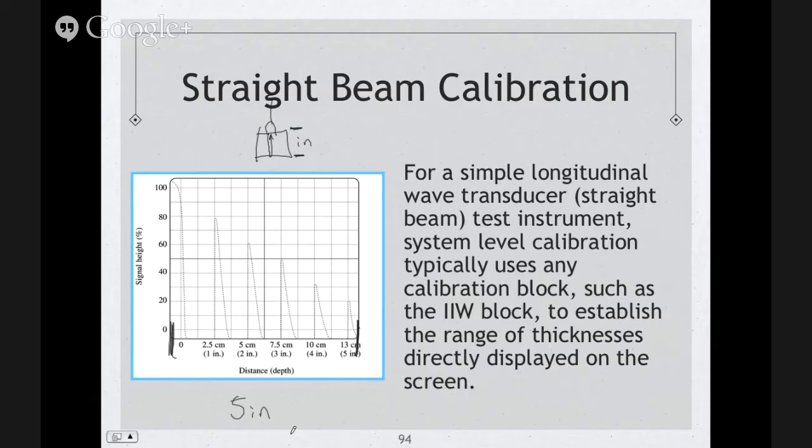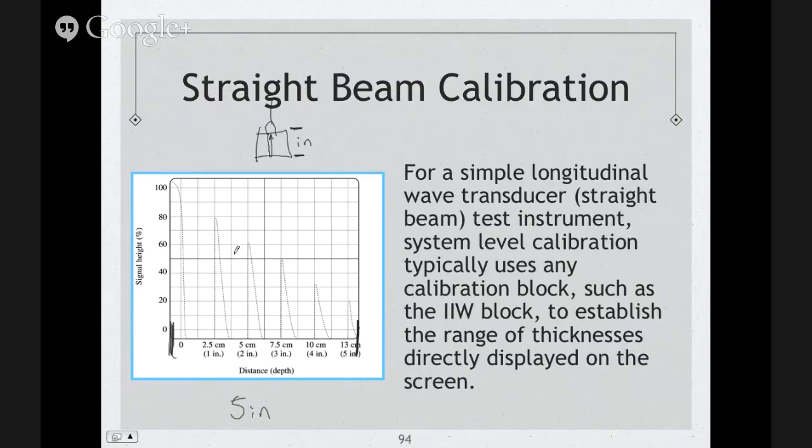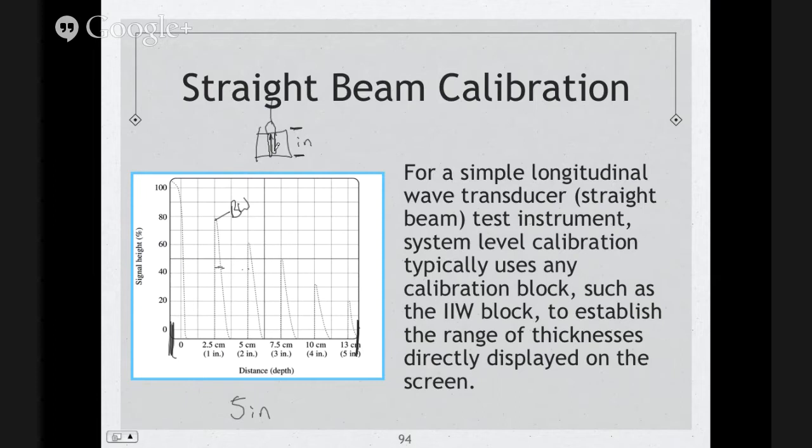Now all of this, because they're linear and they're coming down, all the rebounds, I'm pretty sure that these are all echoes. So this is my back wall, and these are all repetitions. Now this repetition is going to be the second time my sound bounced. And now the distance from here to here is going to be the third time my sound reflected back.